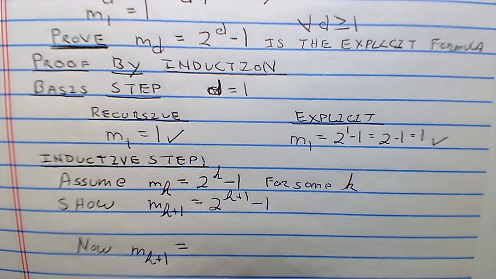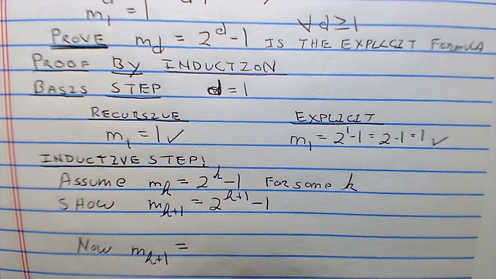Alright, we're now ready for our inductive step. In our inductive step, we're going to assume that this explicit formula works for some k. In other words, that m sub k is equal to 2 to the k minus 1. We need to show that it's going to work for the next one. In other words, we need to show that m sub k plus 1 is equal to 2 to the k plus 1 minus 1.